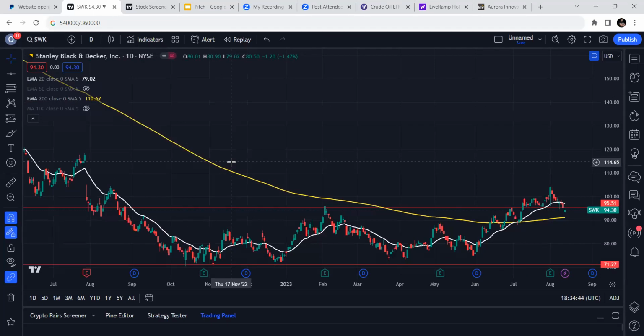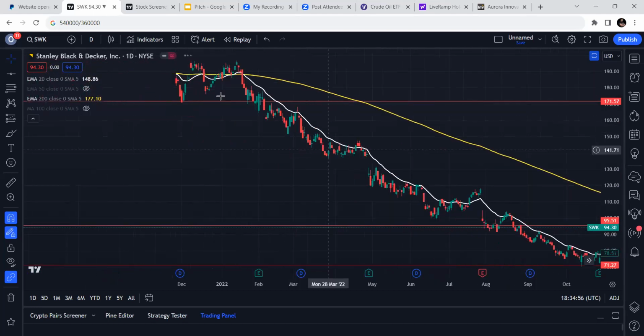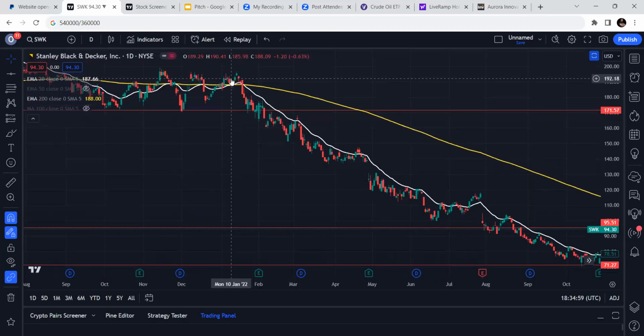The stock is just emerging. Look at this, this is a clear accumulation. You can see here, clear accumulation right here, starting from July 2022. That's almost a year after a long sell-off that started from January 2022.